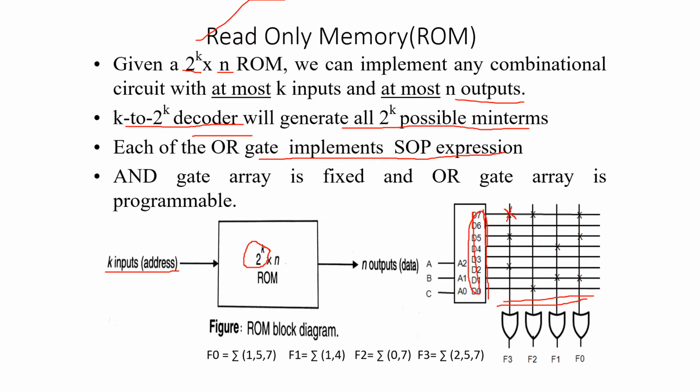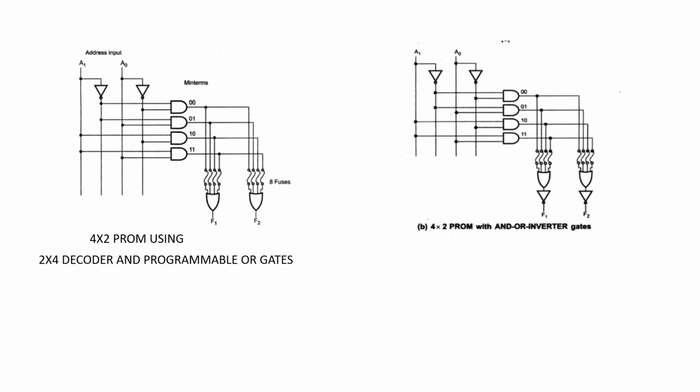So here see F0. F0 is 1, 5, 7. So D1 is programmed, shorted. D5 is shorted and D7 is shorted. So that will be given to F0. Similarly F1, F2, F3. For F3 you can see 2: D2 is selected, D5 is selected and D7 is selected and given to F3. In this way we can implement any logic function by using ROM.